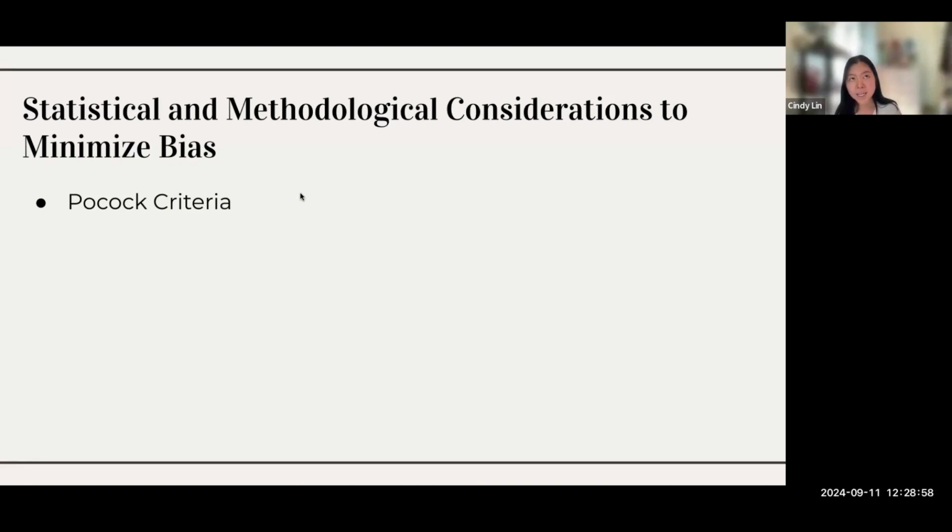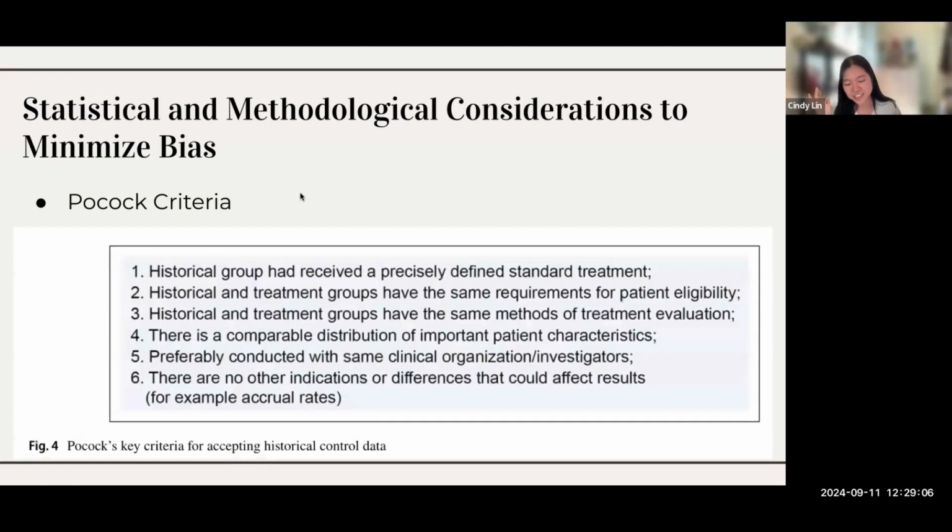There was this medical statistician named Stuart Pocock, who proposed 6 criteria that are sometimes cited by the FDA for an external control group to be considered acceptable. From 1 to 6: historical groups have had to receive precisely defined standard treatments. Historical and treatment groups have to have the same requirements for patient eligibility, so their inclusion and exclusion criteria have to be the same for both groups. They also have to have the same methods of treatment evaluation.